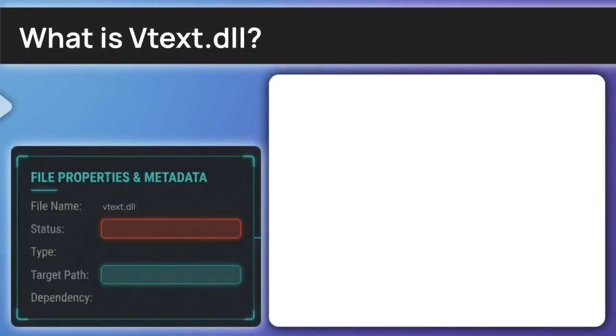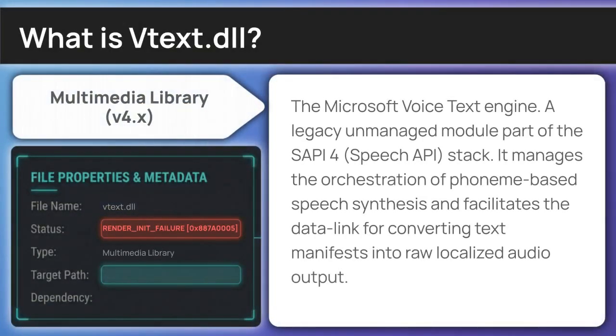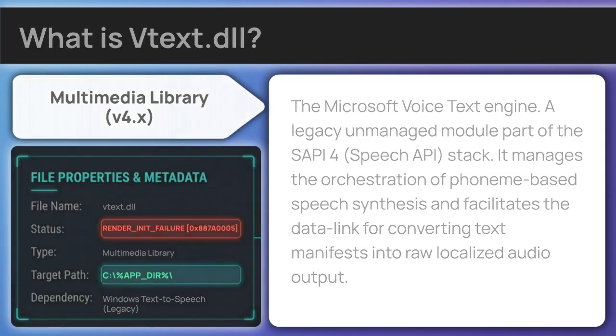This is the Vtext Library, the Microsoft Voice Text Engine, a legacy unmanaged module part of the SAPI 4 Speech API stack. It manages the orchestration of phoneme-based speech synthesis and facilitates the data link for converting text manifests into raw, localized audio output. With the why out of the way, let's focus on getting you running again.